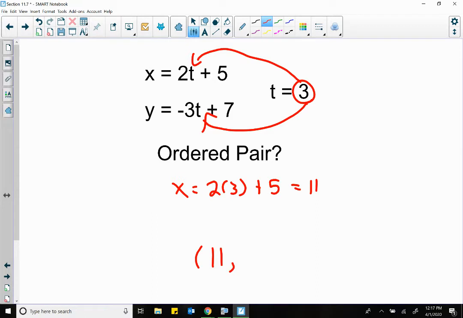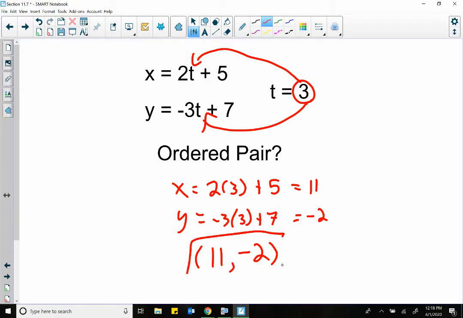To find the y value of the point, take the 3, plug it into t. So negative 3 times 3 plus 7. Negative 3 times 3 is negative 9. Negative 9 plus 7, negative 2. And there you go. That's how you find the ordered pair for a parametric equation. I promise you it's that easy.